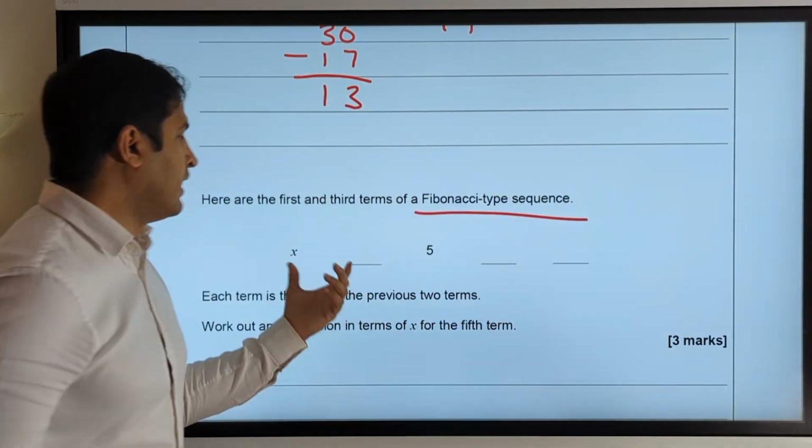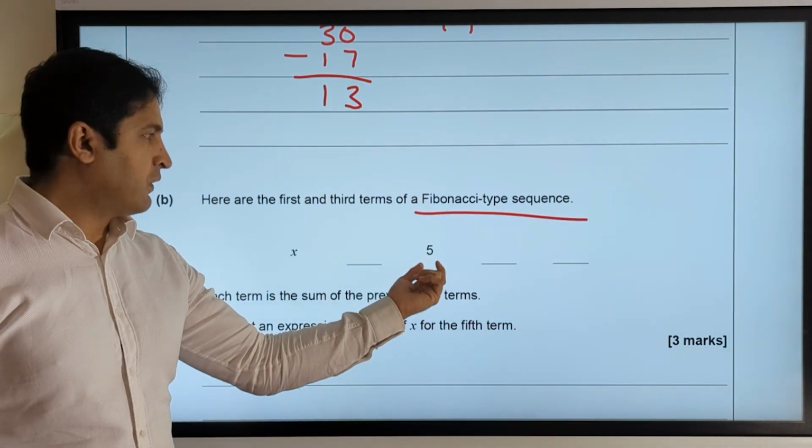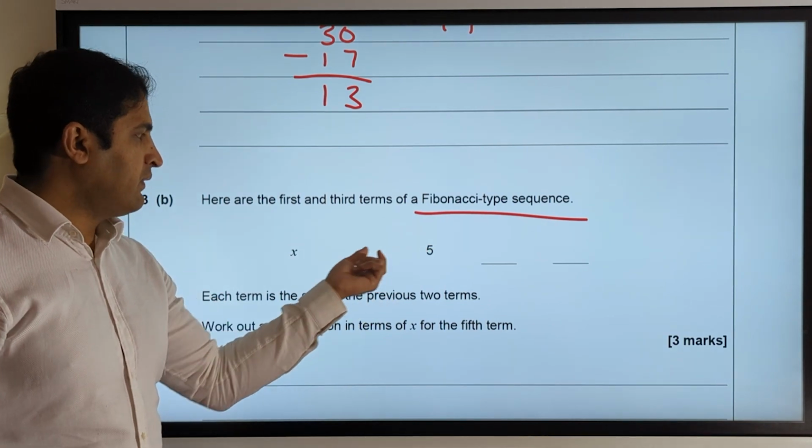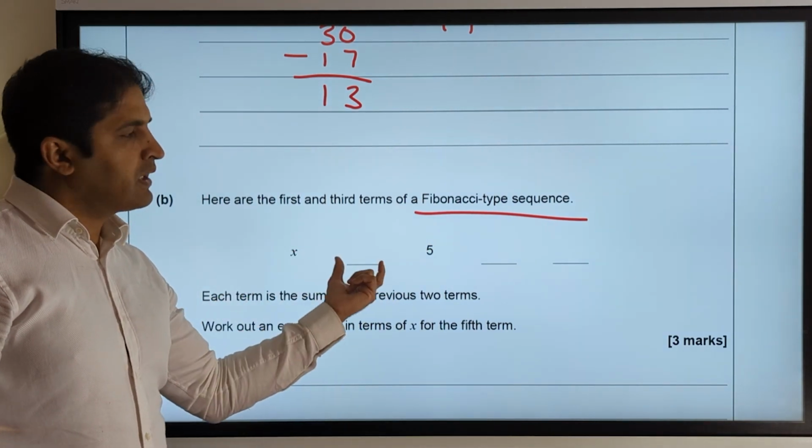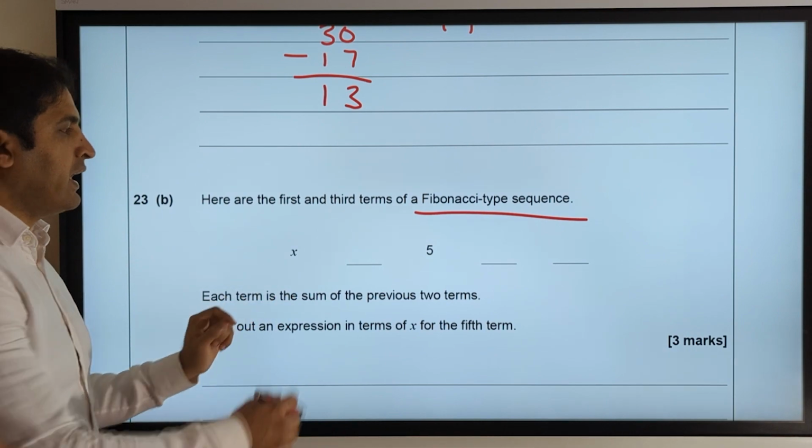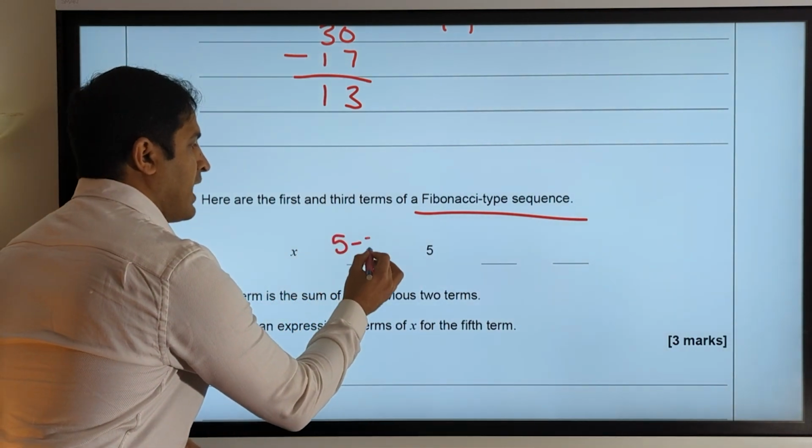Again, similar things. These two added together give you 5. So 5 take away this one will give you that term here. So 5 take away x. This term here is going to be 5 take away x.